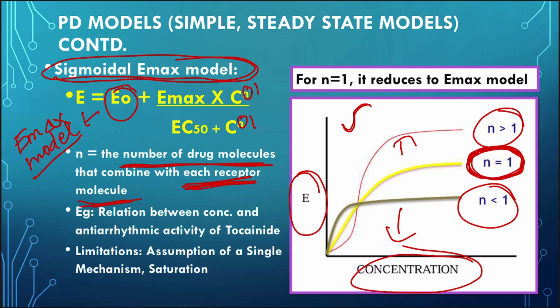The disadvantage of the sigmoidal Emax model is that it considers that a particular drug has a mechanism of action in which it acts through only one receptor. So it is not considering multiple mechanisms of action of a particular drug, and it also considers that the effect of the drugs gets saturated, that is, when the receptors are occupied, but this is not true for all drugs. An example of a drug for which we study the pharmacodynamic parameters with the help of the sigmoidal Emax model is the antiarrhythmic activity of tokenite with the concentration of tokenite.